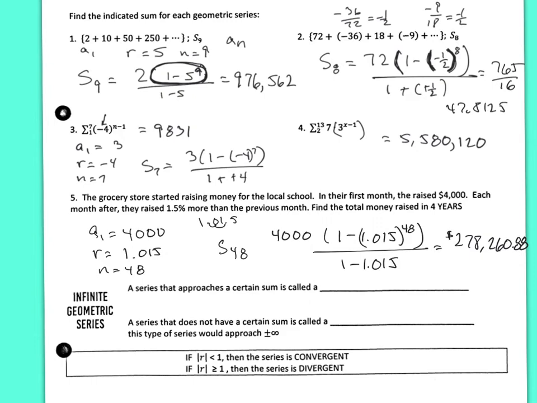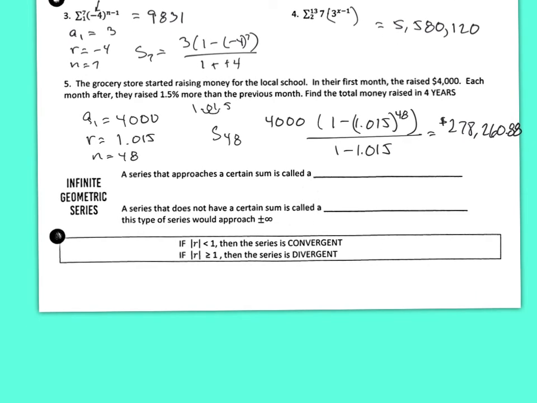Now we have this whole thing with infinity. And this is more of a calculus sort of topic, which is nice. We'll actually do some. A series that approaches a certain sum is called convergent. It's actually approaching something. A series that does not have a certain sum, you can't really find the sum. The series approaches either positive or negative infinity, so it just keeps going on forever and ever. This is divergent.